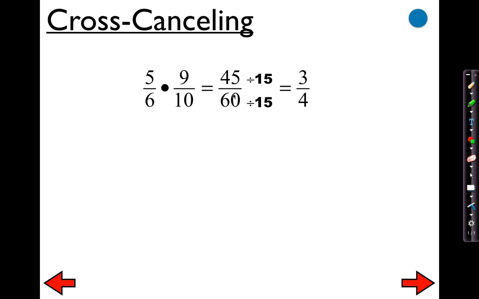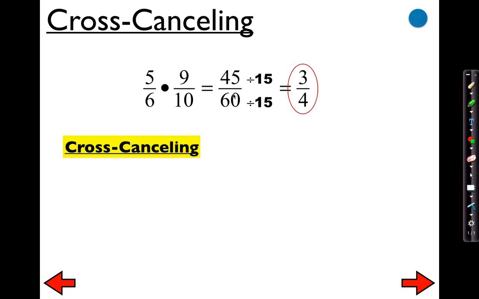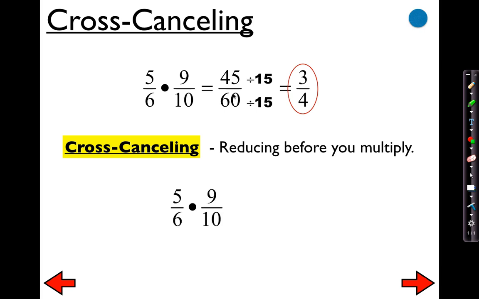In my opinion, yes. Cross-canceling is going to make your numbers a lot easier to work with, simply by reducing before you start multiplying. So let me give you an example. By cross-canceling, you're going to look at the numbers across from each other, diagonally. So you're going to check here, does 5 and 10 have anything in common?